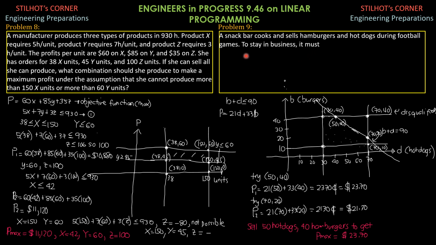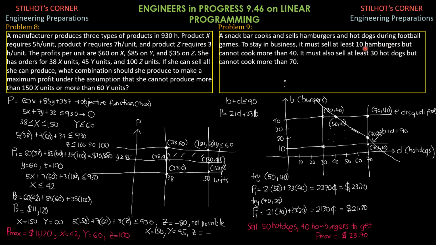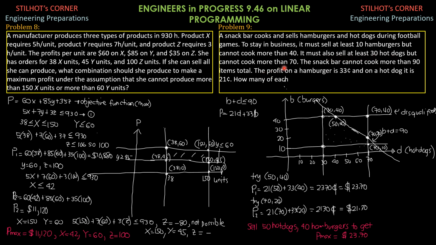Then lastly, a snack bar cooks and sells hamburgers and hot dogs during football games. To stay in business, it must sell at least 10 hamburgers but cannot cook more than 40. So meaning to say, for hamburgers or burgers, 10 is less than or equal to B and B is less than or equal to 40. It must also sell at least 30 hot dogs but cannot cook more than 70. So 30 is less than or equal to D and D less than or equal to 70.